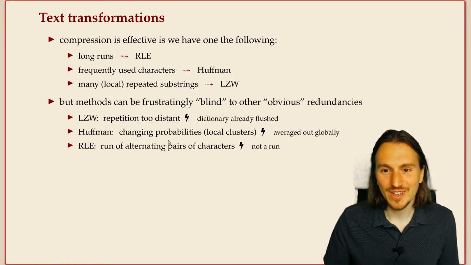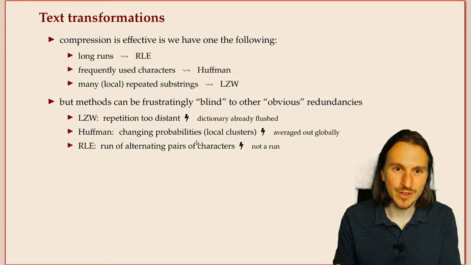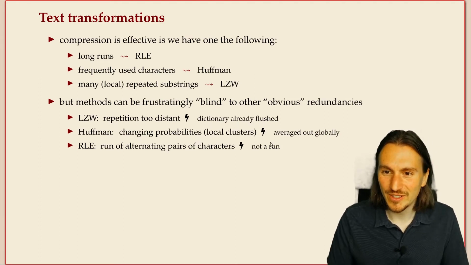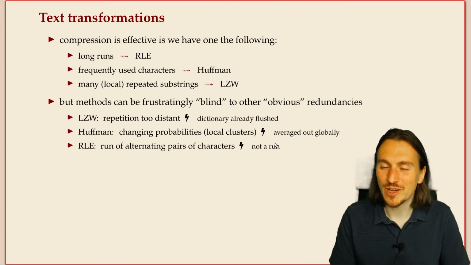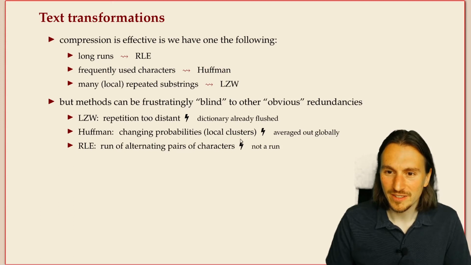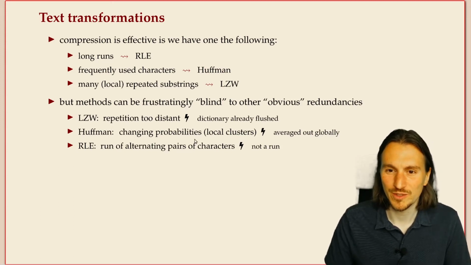Huffman encoding totally ignores that the frequencies can be different in different parts of the text. That's particularly relevant for biological sequences. It just looks at the global average. How often does each character occur in the entire text? And so if you have local clusters where some characters are more likely than others, Huffman is totally blind to this.